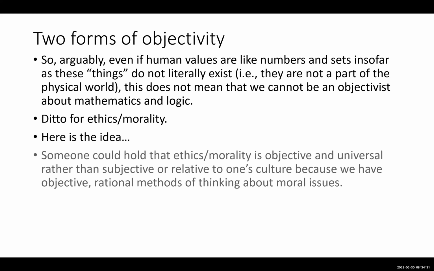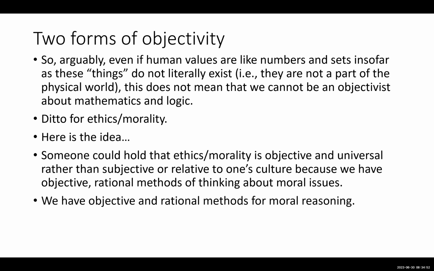The basic idea then is someone could hold that ethics and morality is objective or universal rather than being subjective or relative to one's culture, because we have an objective, rational method of thinking about moral issues and solving moral problems. That is to say, we have an objective and rational method for doing moral reasoning in the same way that we have an objective and rational way of doing logical or mathematical reasoning. And this is what's known as a priori reasoning.